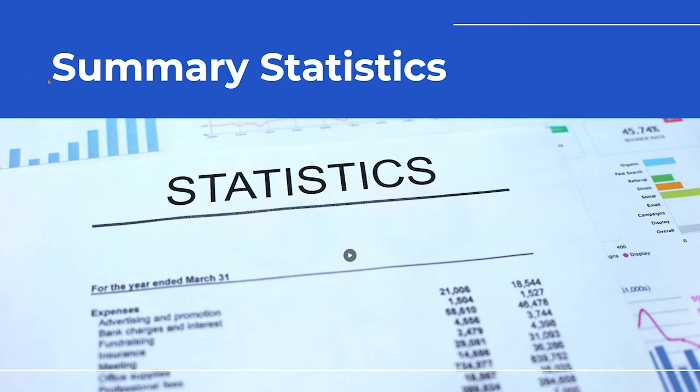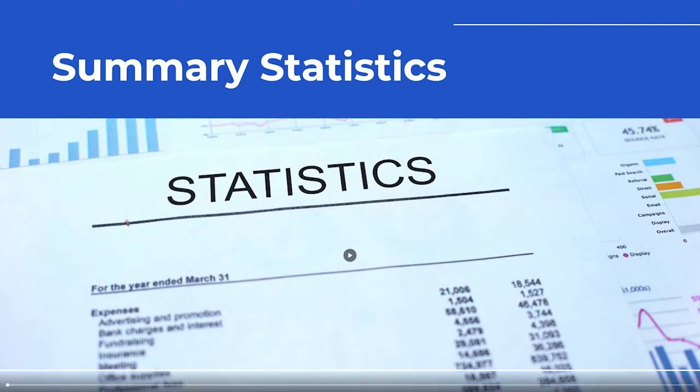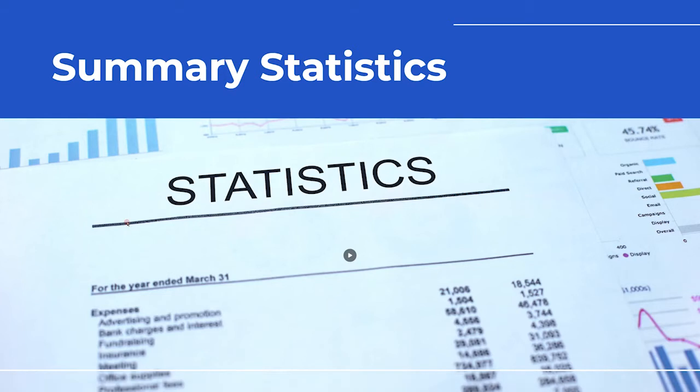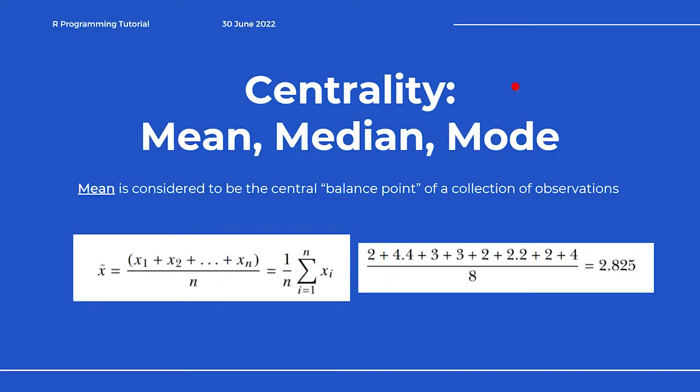Since we have learned the basic terminologies in the previous section, we are going to calculate some statistics using R. In this section, we will look at the most common types of statistics used to summarize the different types of variables that we've discussed. The first type of statistic is centrality. So we have the mean, the median, and the mode.